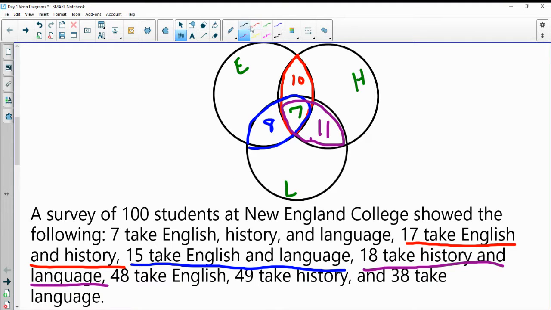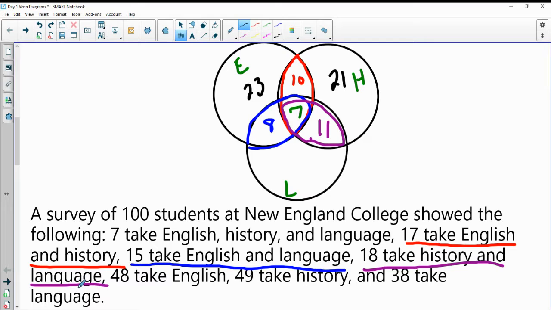Okay. Now I have 48 taking English. So right now, my whole English bubble has to have 48. So if I do 48 minus 8, that's 40, 30, 23 left. Okay. And then I have 49 for history. So in my entire history circle, I need 49. So if I take away these ones, I've got 49 minus 10, which is 39. 39 minus 7 is 32. And 32 minus 11 is 21. So there are 21 people taking only history without language or English.